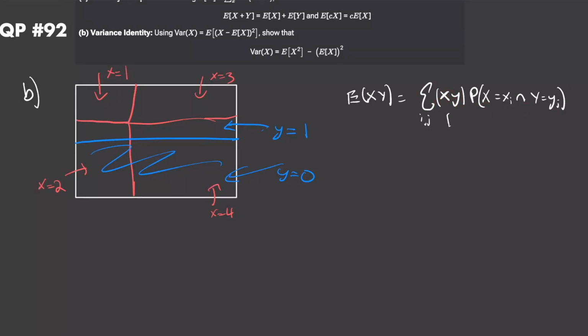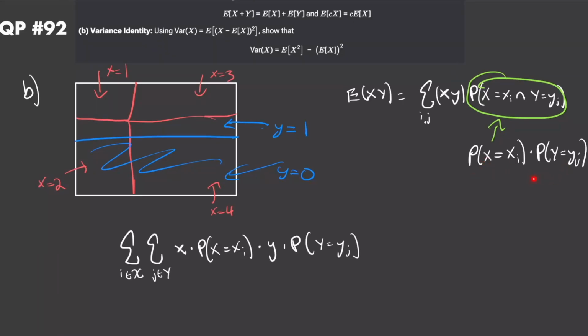Now, since we were doing addition before, we could distribute this and break it up that way, but in this case, there's no real way to simplify this. However, if we knew that x and y are independent, just by the definition of independence that we've already talked about, we know that this is just going to be equal to the probability that X equals x sub i times the probability that Y equals y sub j.